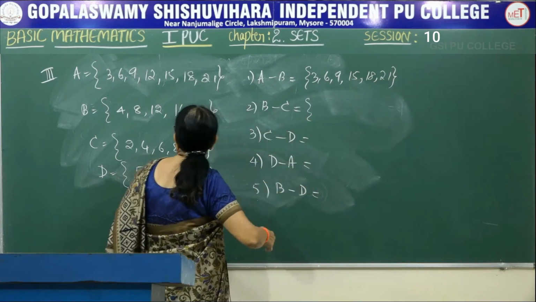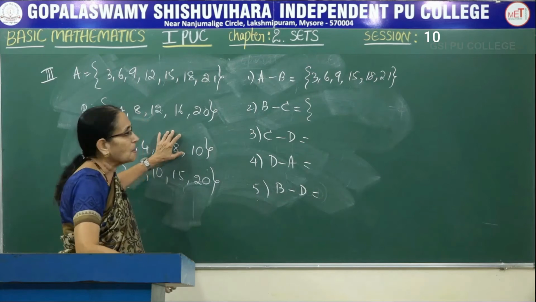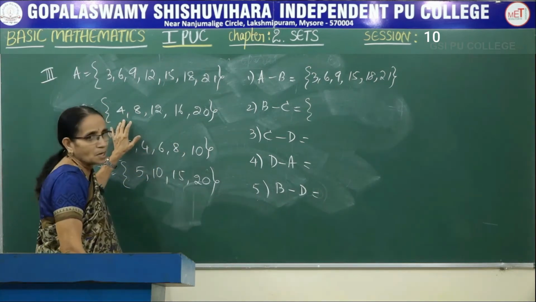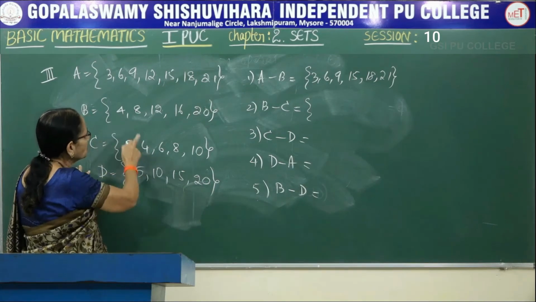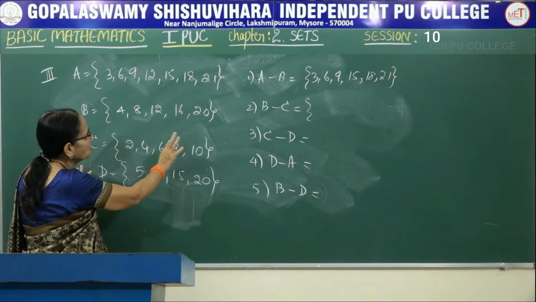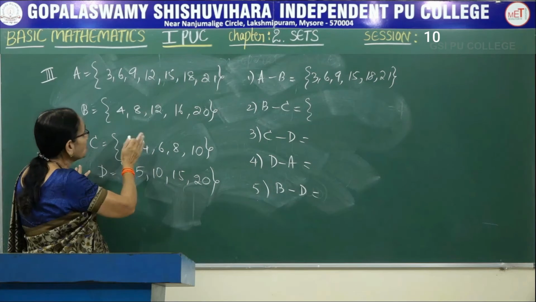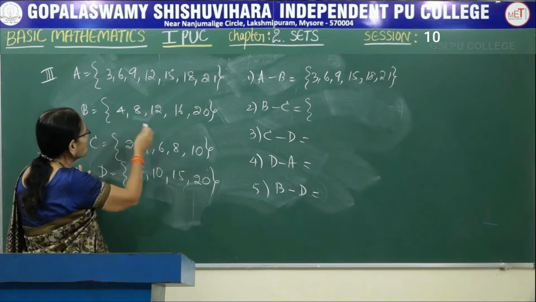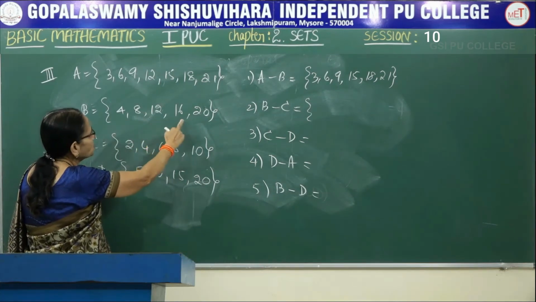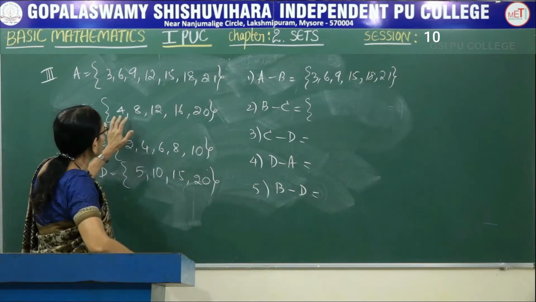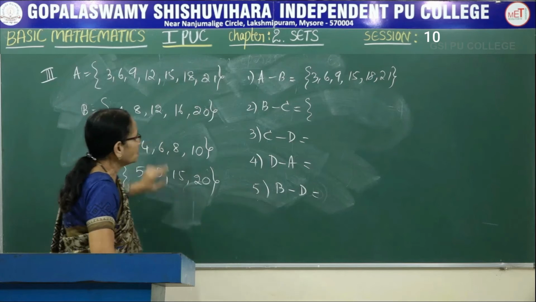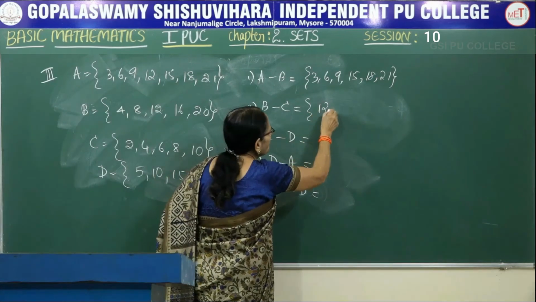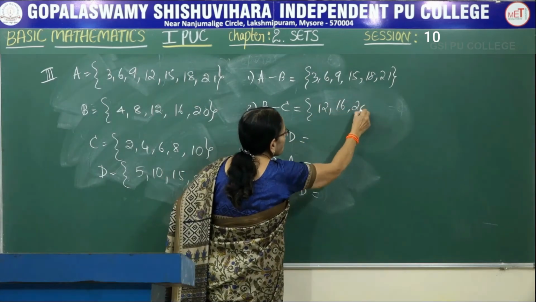Now let me come to B minus C. The elements should be present only in B but not in C. What are the common elements? 4 is there, 8 is there, and that's all. So what are the elements which are present only in B? It is 12, 16 and 20, because the first two elements are already present in the other set. So I can write 12, 16 and 20.